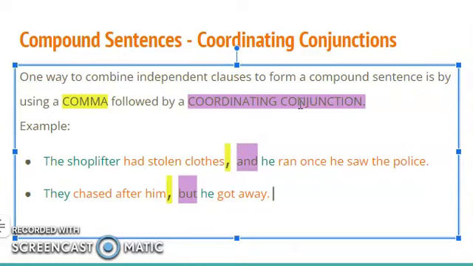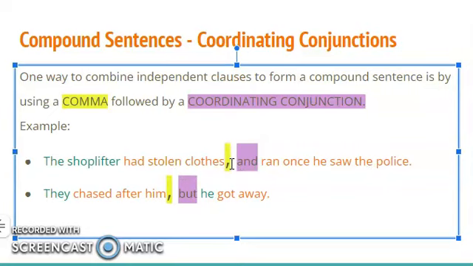Now, where people make the most mistakes is whenever they see an and or a but in a sentence, and they automatically think, oh, that's a fanboy, so it must be a compound sentence. But it's only a compound sentence if you have a subject on both sides. So if we get rid of he, we don't have a subject on each side. So the sentence would read, the shoplifter had stolen clothes, comma, and ran once he saw the police. So this is actually a simple sentence with a compound predicate because we don't have a subject here.